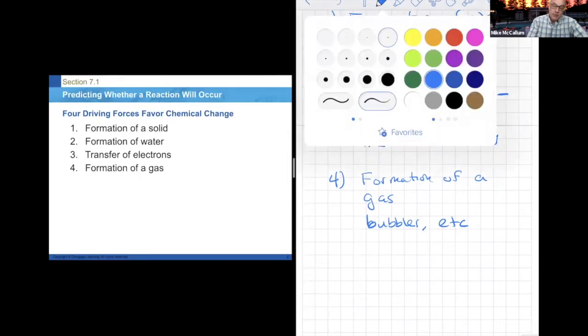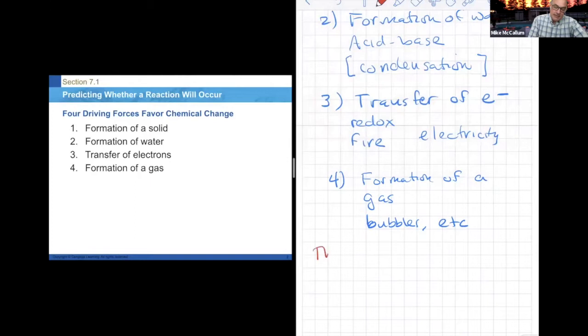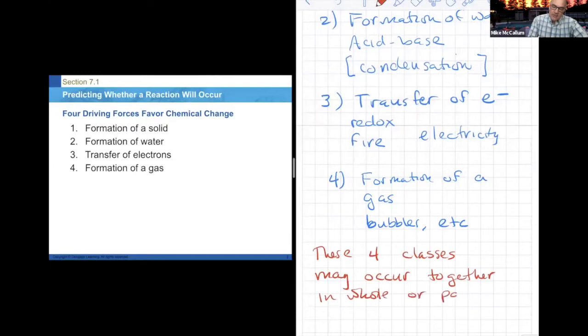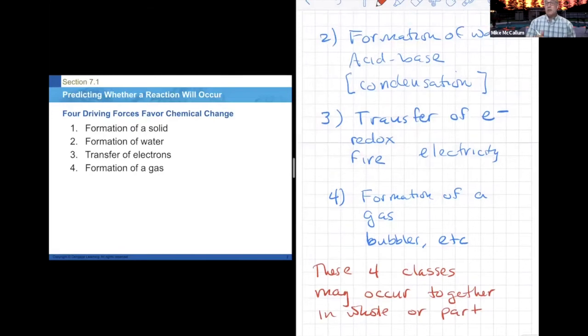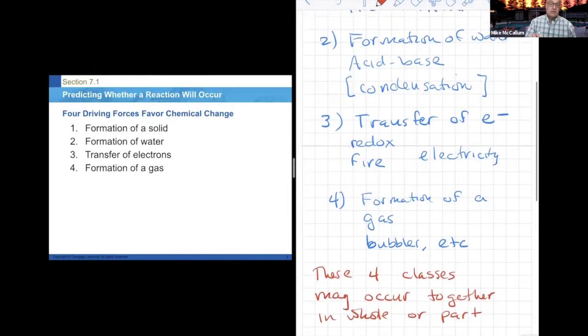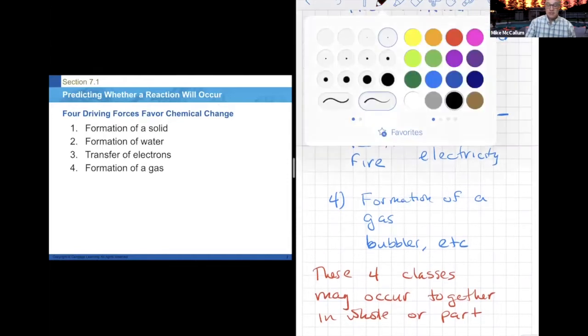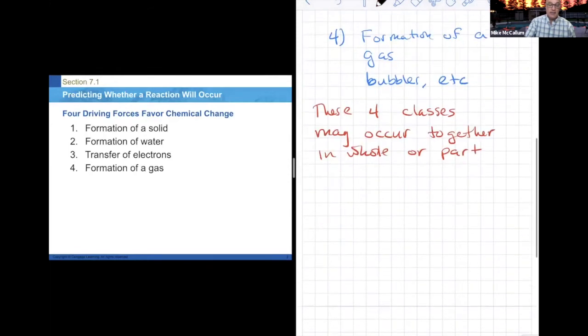Right? And it's important to realize that these four classes may occur together in whole or part. What that means is that you often could have an acid-base reaction that produces gas, right? You could have a precipitation reaction that's also an acid-base reaction. So these different classifications are not exclusive, right? They can happen together.